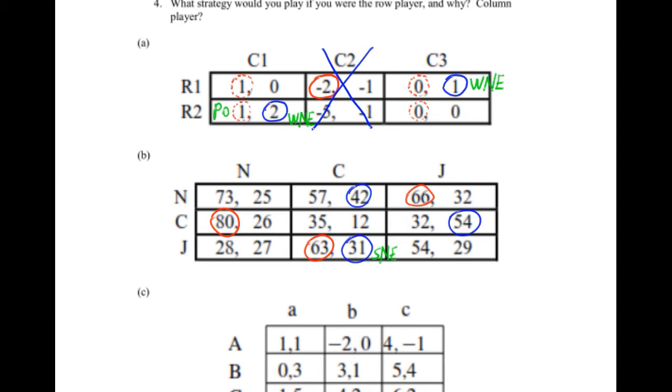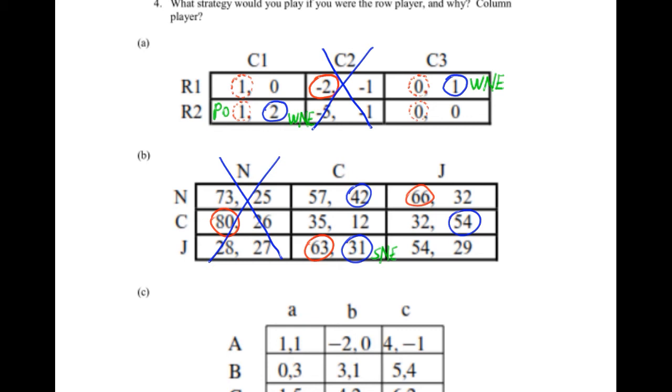And what we have to do now is look for the strategy that might beat it, if there is a single one. So 25 versus 42, okay, that beats it. But 26 versus 12, no, 12 doesn't beat it. So that's not the one. C does not dominate N. But we could look at 25 versus 32, yes. 26 versus 54, yes. 27 versus 29, yes. Okay, so that means N is dominated by J, which means we can eliminate N for the column player.